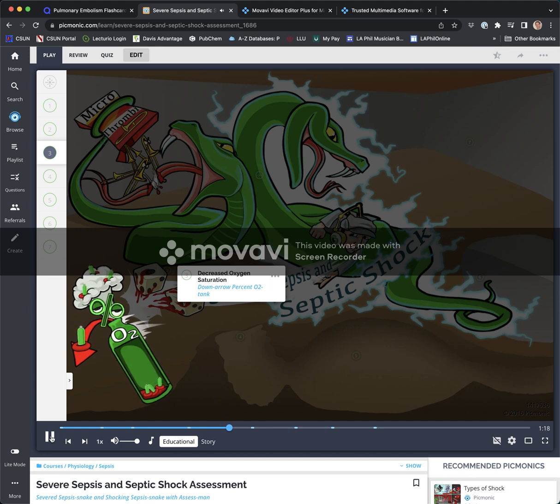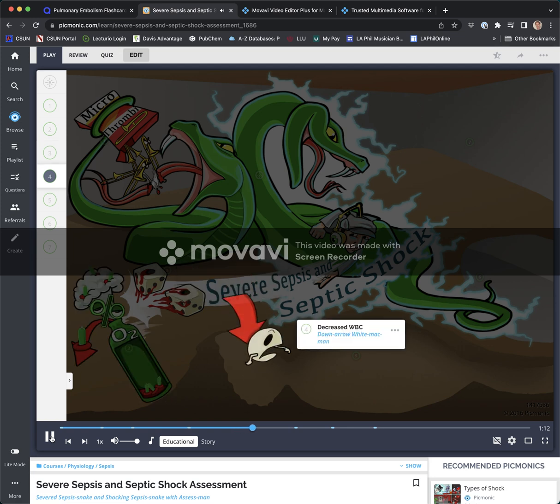Acute respiratory distress syndrome, or ARDS, may occur as a result of alveolar damage in the lungs. While sepsis usually presents with high WBCs, sustained sepsis may result in decreased WBCs, as they are used up, shown by the down arrow white MACMAN.